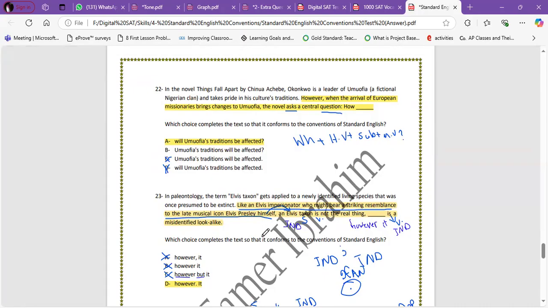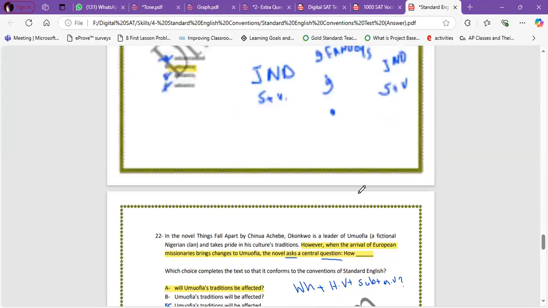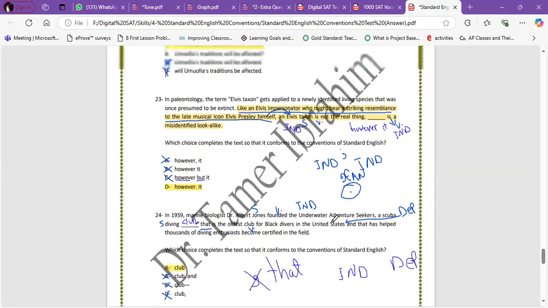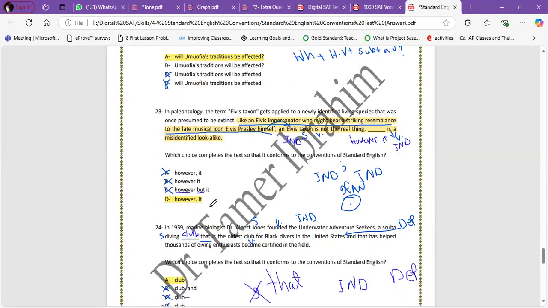Okay, let's find. He said, like an Elvis impersonator who might bear striking resemblance to the late musical icon Elvis Presley himself. All of this is a prepositional phrase. Prepositional phrase acts as a modifier because that would put a comma. Then here we said an Elvis taxon is not the real thing. The subject verb is independent. If I'm going to write however, then I'm going to write it is a misidentified lookalike. We have subject verb again. So subject verb means two independents. So what are you going to put? You put comma, fanboys, or semicolon, or full stop. So here, we don't have except the full stop.